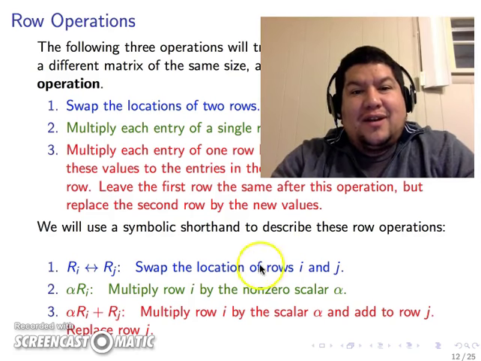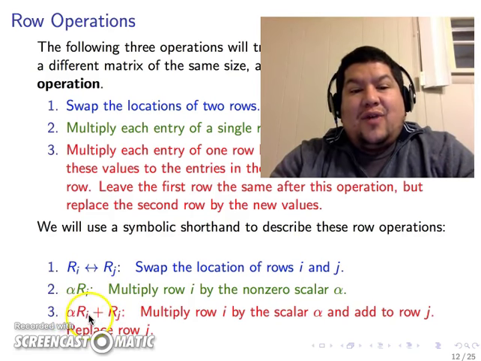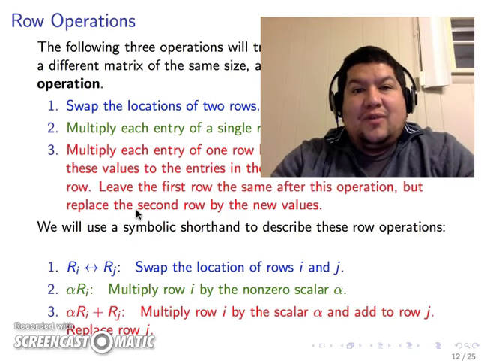So the row operations are swapping rows, multiplying a row by a non-zero scalar. Scalar is another word for a number. And then the third type of operation is a combination of multiplying a row by a scalar, by a non-zero quantity, and adding that to another row and then replacing. Here, multiply row i by the number alpha, add that to row j, and then replace row j. So these are the three types of row operations that we are going to apply to an augmented matrix.